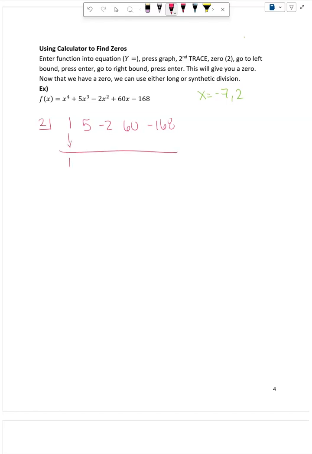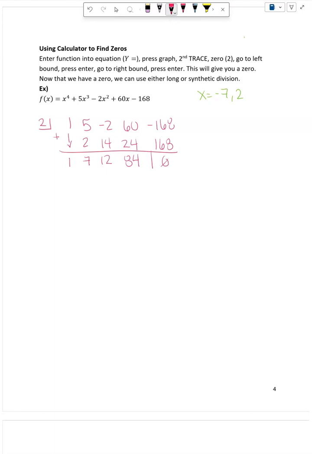So 2 times 1 is 2. Remember, this is addition. So then this is going to be 7. 2 times 7 is 14. This is going to give us a 12. 2 times 12 is 24. So this gives us an 84. And 2 times 84 is 168. So this gives us a 0 for our remainder.